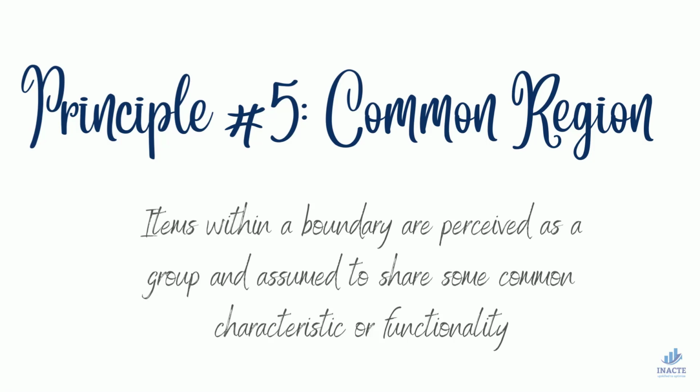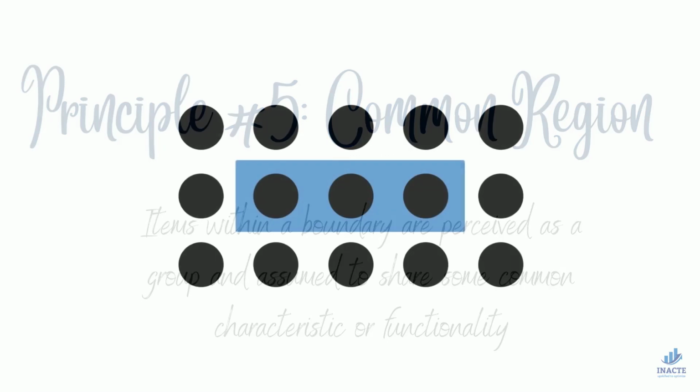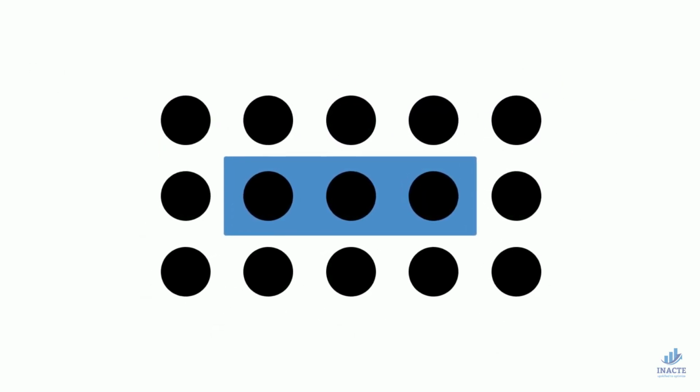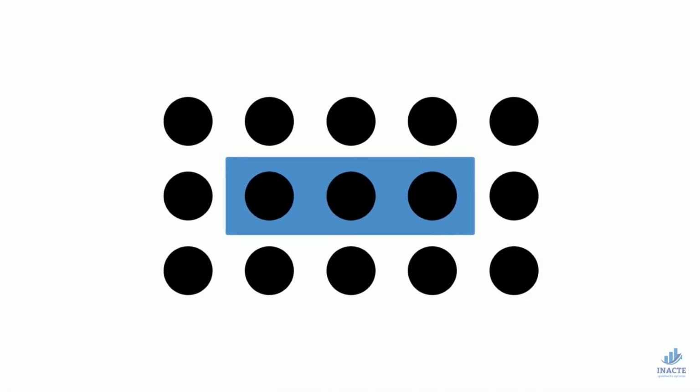The principle of common region says that items within a boundary are perceived as a group and assumed to share some common characteristics or functionality. In this graphic, the boundary around the three middle circles causes them to appear as one group and separates them from the other, less related surrounding circles.